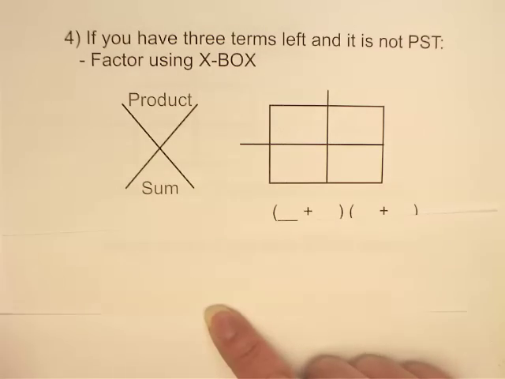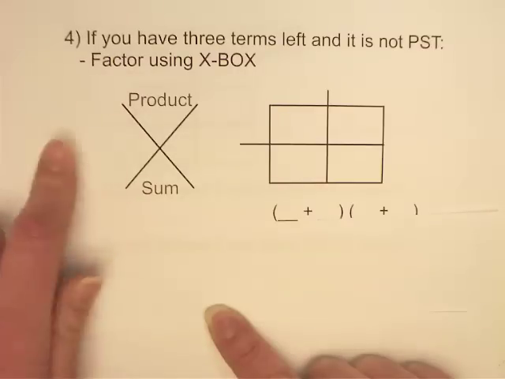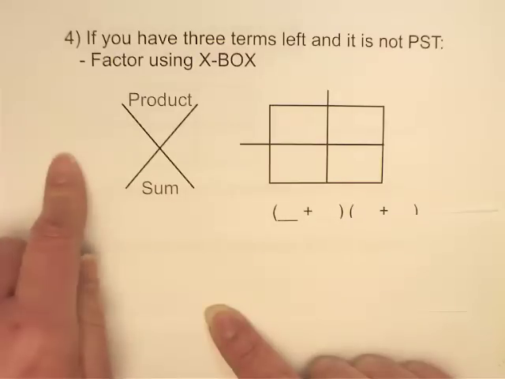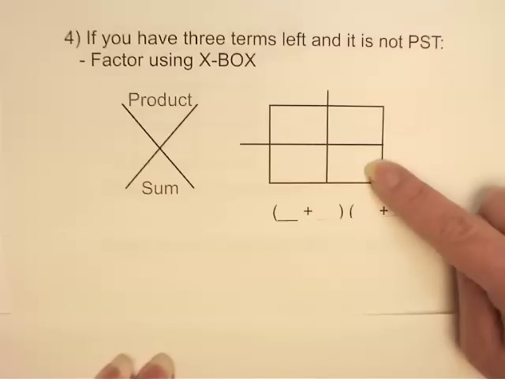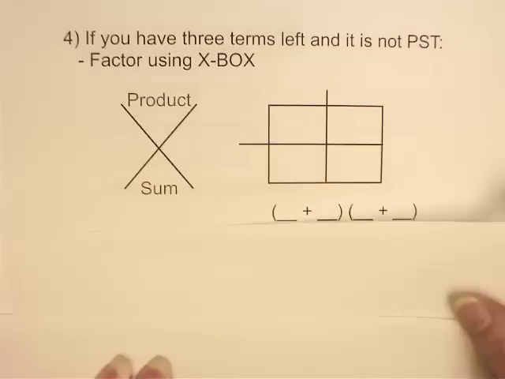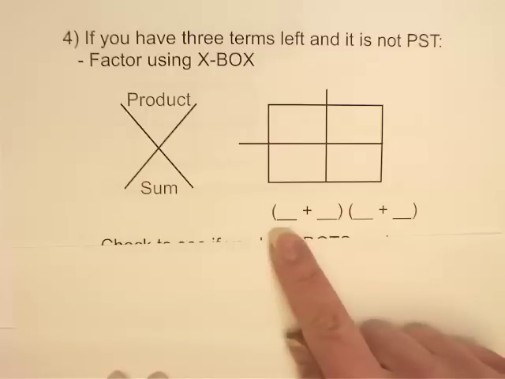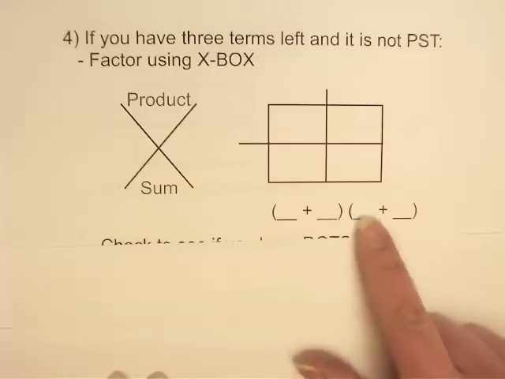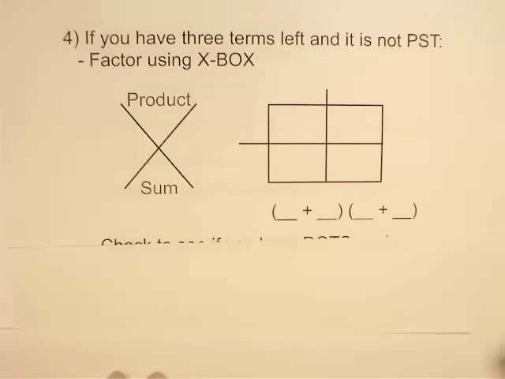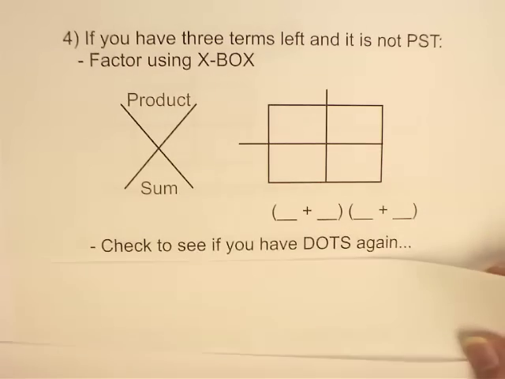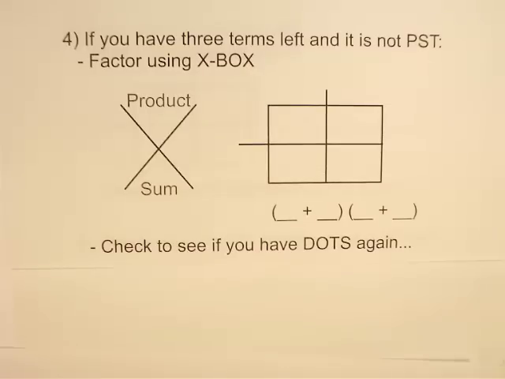We always put our product on the top and our sum on the bottom, and our factors were on the sides. And once we figured out our factors, we put the 4 terms back in the box. Okay, and then we factored it and came up with binomials. It could be something plus something, could be something minus something. Okay, it depends on what you had when you factored it. And always check for dots again. They could be hiding out even in the X box.